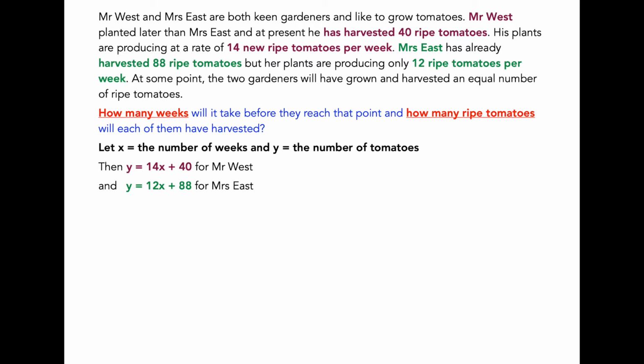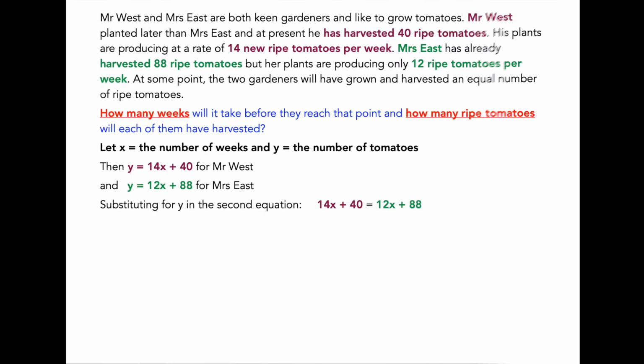Now each of these equations gives me a value for y. y in the first equation equals 14x plus 40. So I'm going to substitute that value for y in the second equation. And the result is 14x plus 40 equals 12x plus 88.